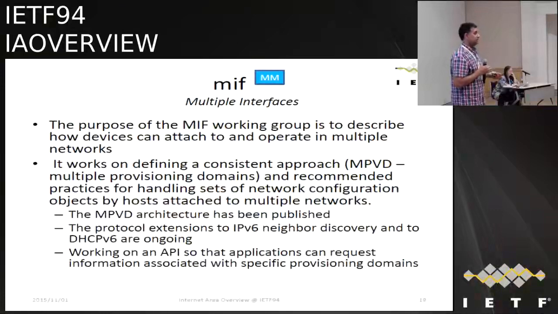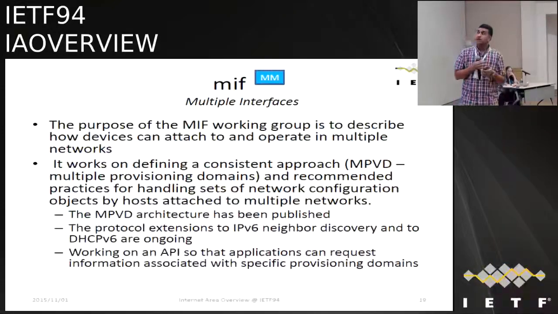You never know what's going to happen. So you could get configuration information on one interface and use it on the other interface. For example, you could use a DNS server you got over Wi-Fi over the LTE link, and it's not going to work. But there's no separation of this information on the device. It's because we haven't specified how to separate the configuration information.